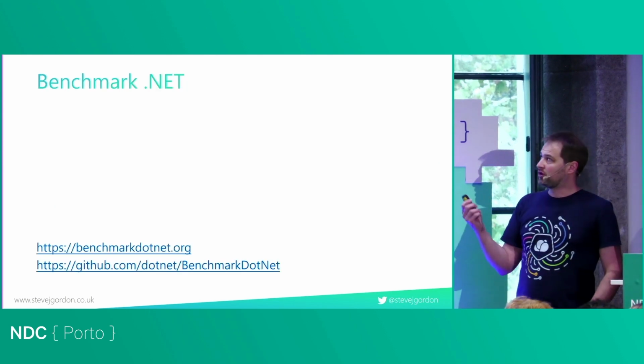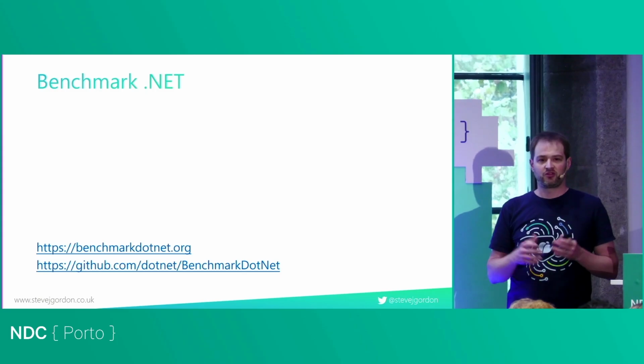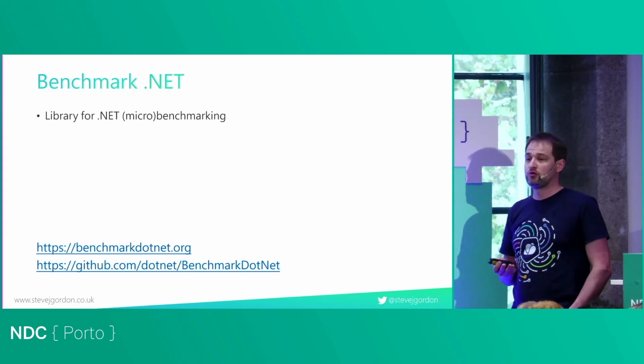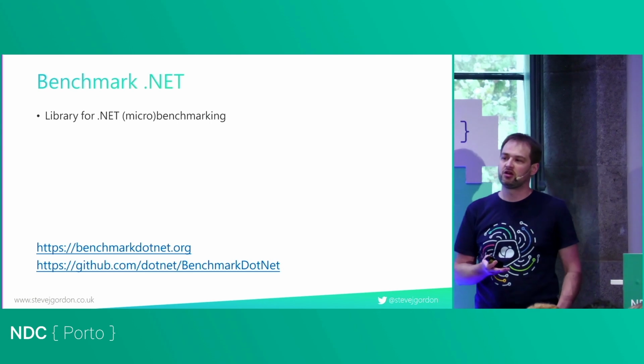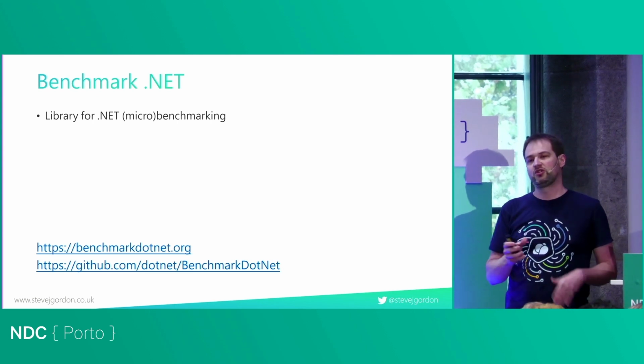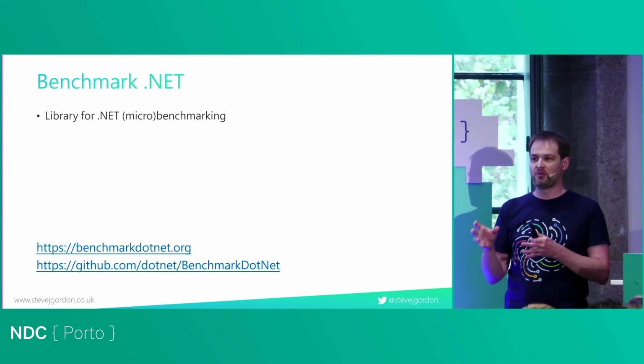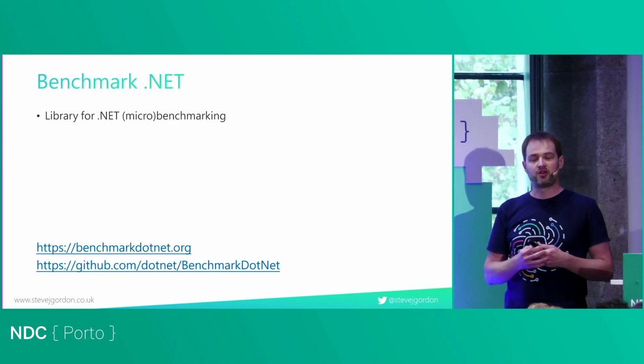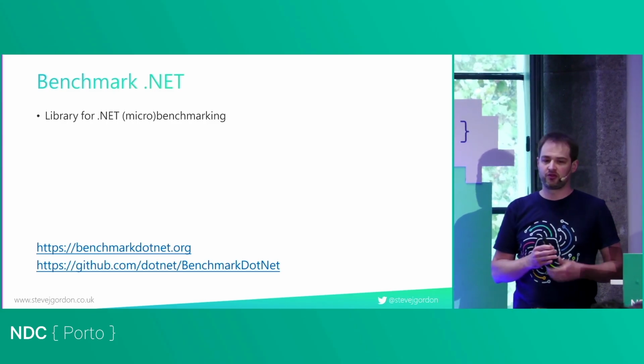So the tool that we'll spend a little bit of time with today, just because fewer people are familiar with it, is BenchmarkDotNet. This is a library for typically micro-benchmarking our code. So this is where we want to measure small chunks of code, maybe individual methods, maybe even individual lines of code, and compare them to how they're working after we've optimized them.